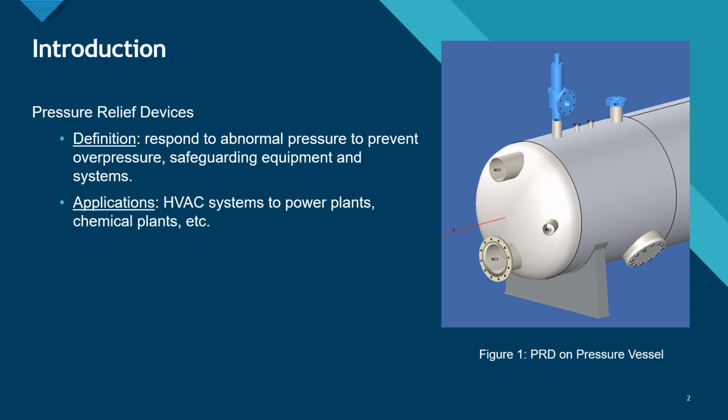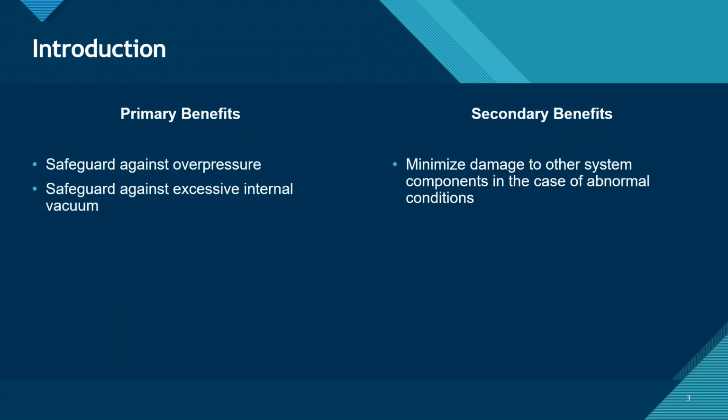By definition, pressure relief devices respond to abnormal pressure to prevent overpressure, which safeguards equipment and systems. Applications for pressure relief devices include HVAC systems, all the way to power plants, chemical plants, and other applications. There are both primary and secondary benefits. Primary benefits of pressure relief devices are that they safeguard against overpressure and safeguard against internal vacuum. The secondary benefits are that it minimizes damage to other system components in the case of abnormal conditions.